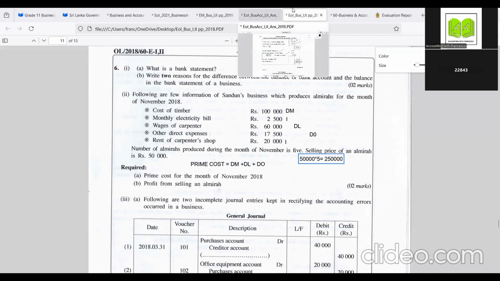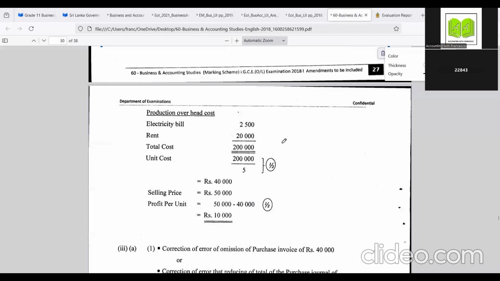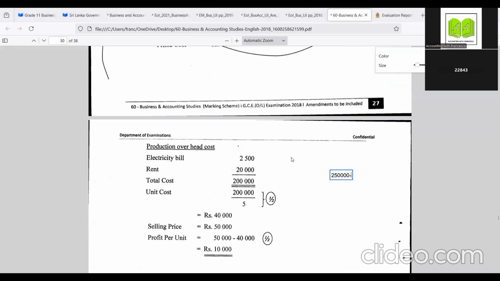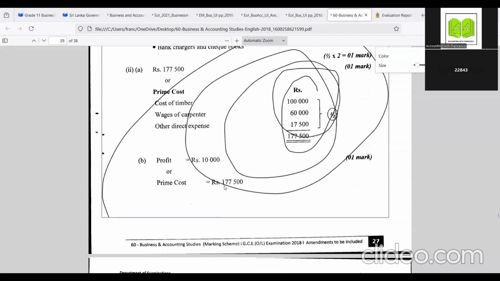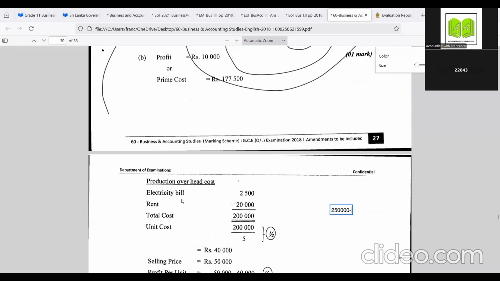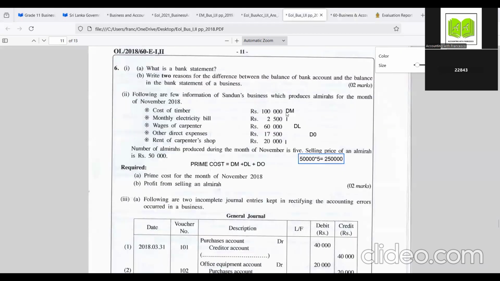From that, you have to deduct the cost. 250,000 minus our production cost. What is our production cost? We got it earlier. Prime cost is 117,500. We have the indirect cost, electricity. Simply, this addition is 100,000 plus 2,500 plus 60,000 plus 17,500 plus 20,000, and that is the cost.